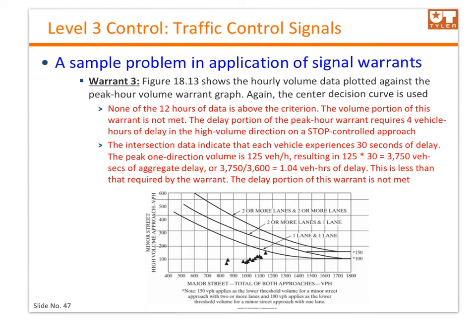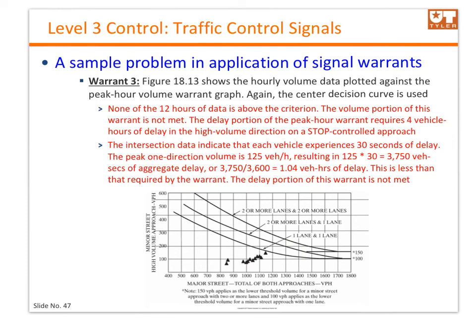The volume portion of this warrant is not met. The delay portion, because you may ask, how about the delay portion? The delay portion of the peak hour warrant requires 4 vehicle hours of delay in the high volume direction on a stop control approach. The intersection data indicates that each vehicle experiences 30 seconds of delay.